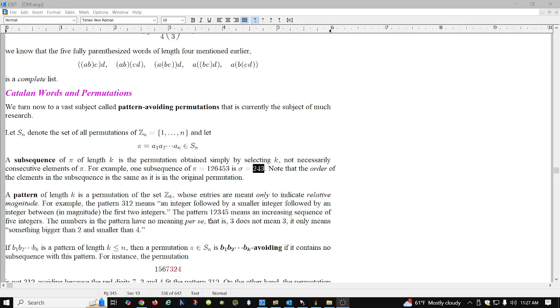One could describe this in words by saying an integer followed by a smaller integer followed by an integer in between, as I have done. But what happens when the pattern has 10 integers in it? You're not going to be able to come up with a sentence that's going to make any sense. So that's the reason we use the digits in order to express relative magnitude.